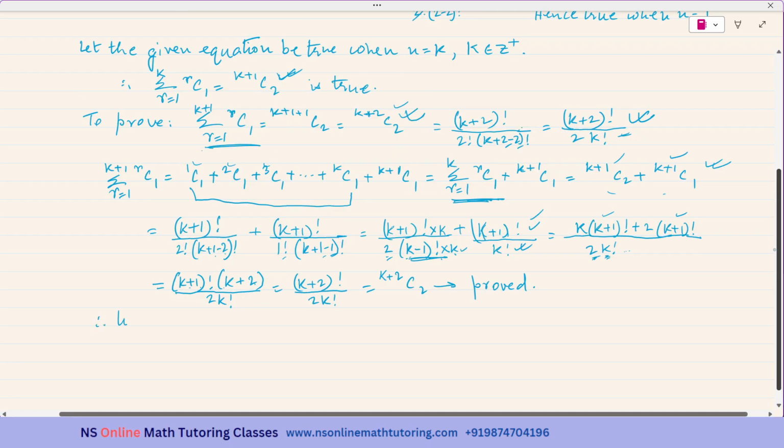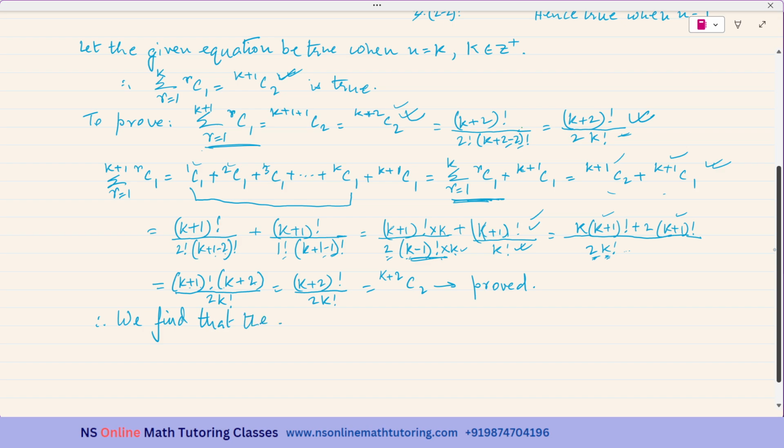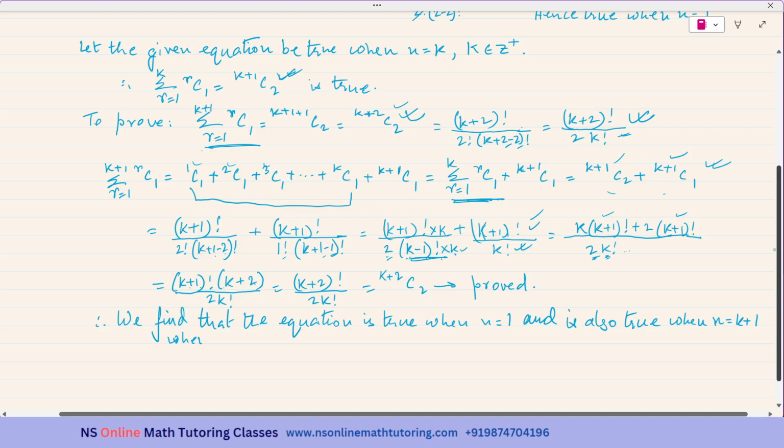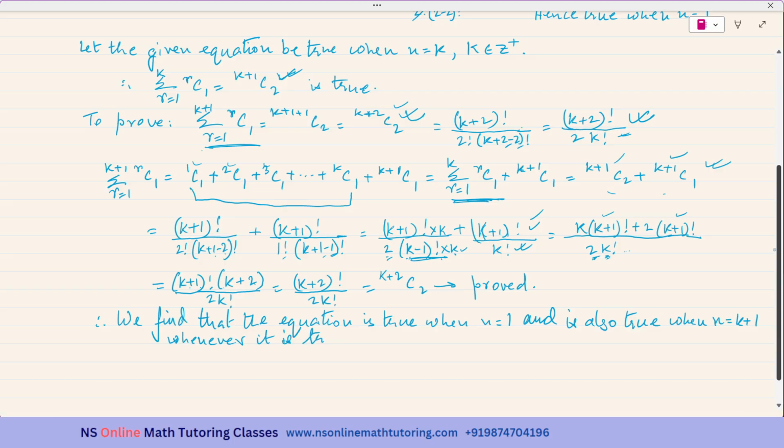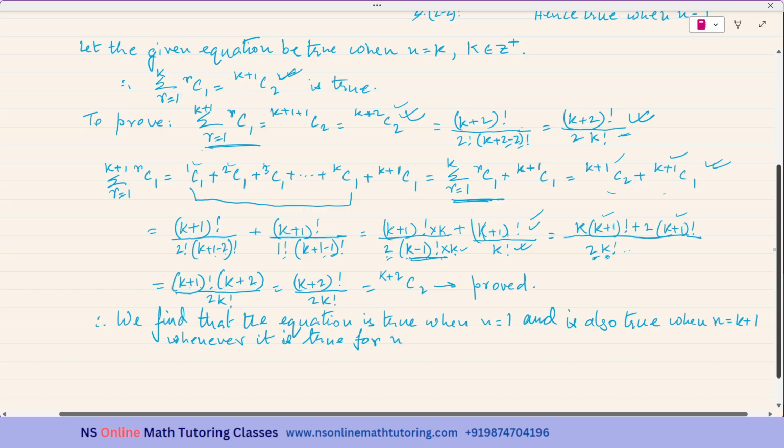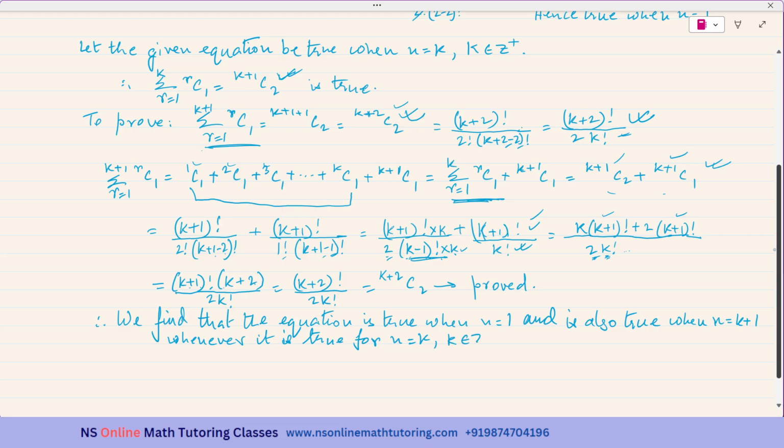Okay. Therefore, we find that the given equation is true when n is equal to 1, and is also true when n equal to k plus 1 whenever it is true for n equal to k. K is a positive integer.